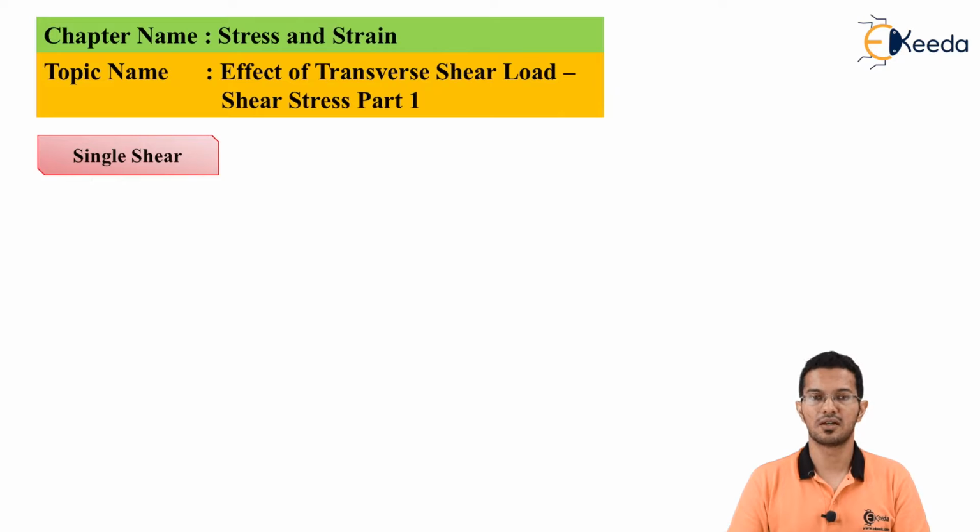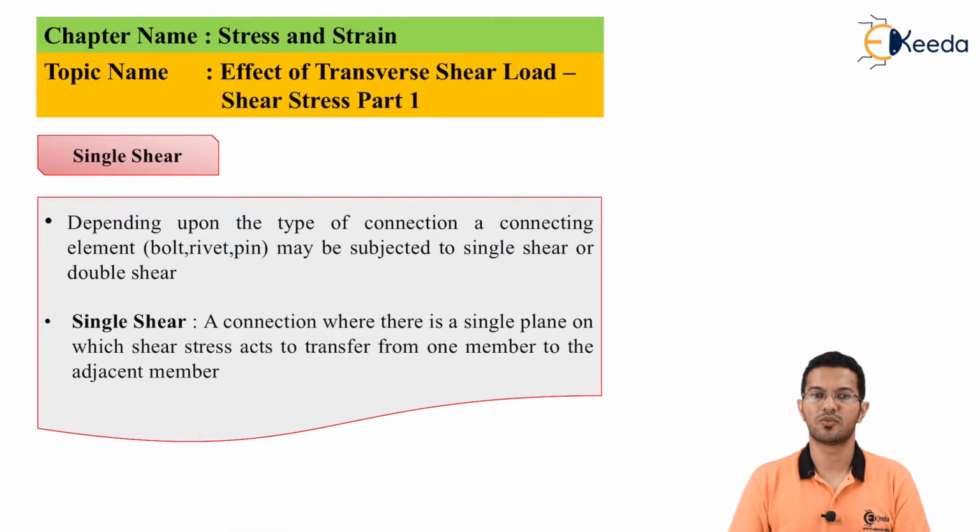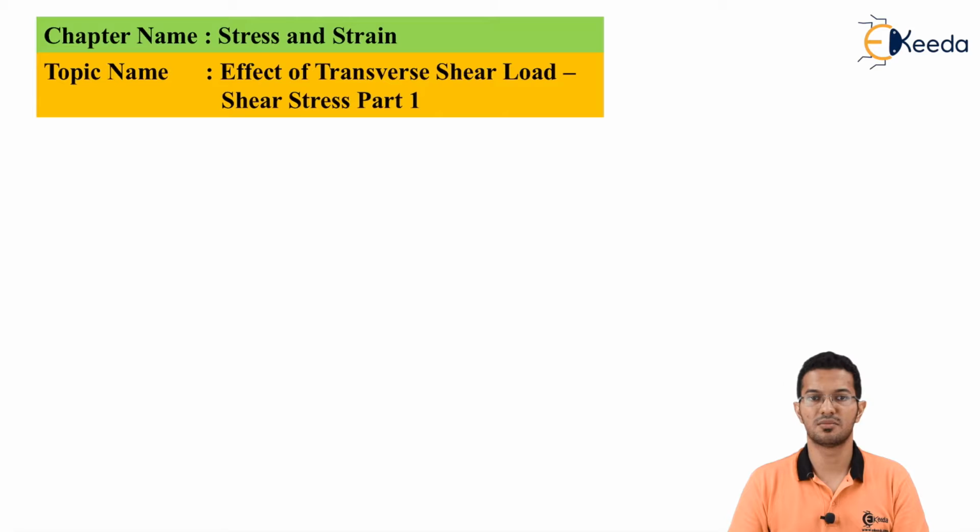Let's go for single shear. Depending upon the type of connection, a connecting element, that is bolt, rivet or pin, may be subjected to a single shear or double shear. A single shear is a connection where there is a single plane on which the shear stress acts to transfer from one member to the adjacent member.